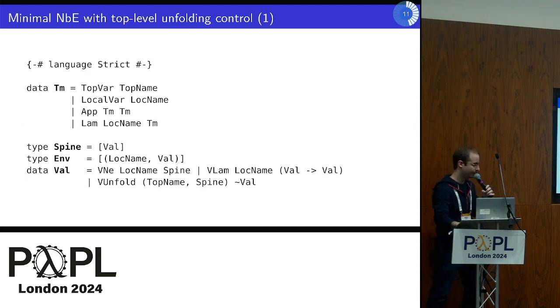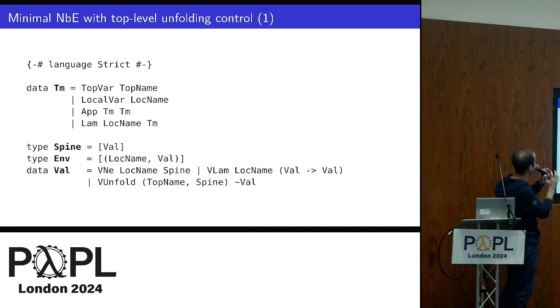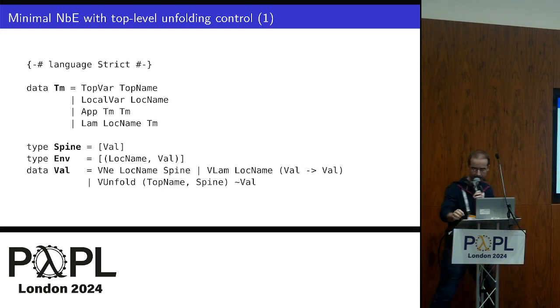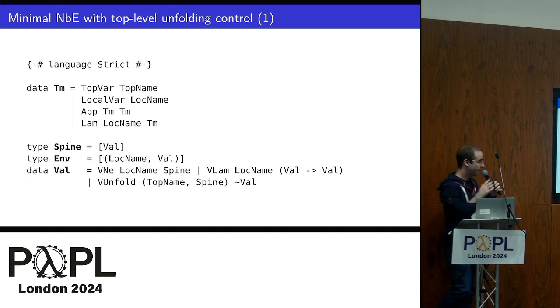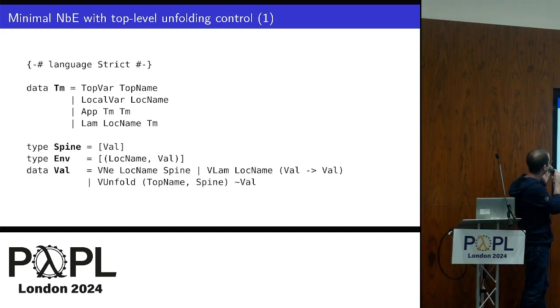Yeah, so let's try to do some kind of super minimal normalization by evaluation with top-level unfolding control. And probably I will skip over some details, but let's do a quick overview. So we have terms. This is essentially untyped lambda calculus extended with the notion of top-level variables. So there's some kind of implicit top-level scope with a bunch of definitions, and then we have top vars pointing into that, and the local vars are just the local bound variables of lambda calculus.